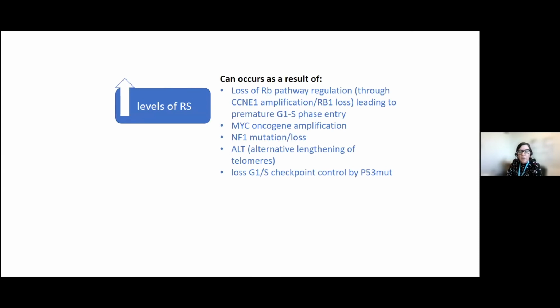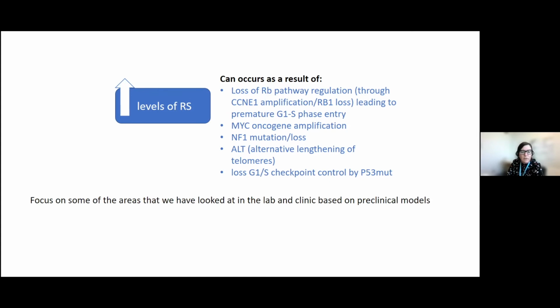So replicative stress can occur as a result of different pathway abnormalities, such as if you have mutant p53 and you lose the G1S checkpoint control, such as if you see cyclin E1 amplification, which we know we see in high-grade serous ovarian cancer, that can lead to premature G1S phase entry and replication stress, and also things like MYC oncogene amplification, among others, can cause replicative stress. So I want to focus on some of the areas that we've looked at in the lab in Newcastle and in the clinic, using both cell lines and preclinical models.